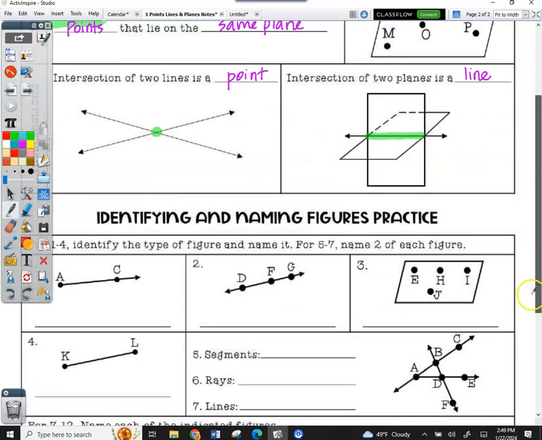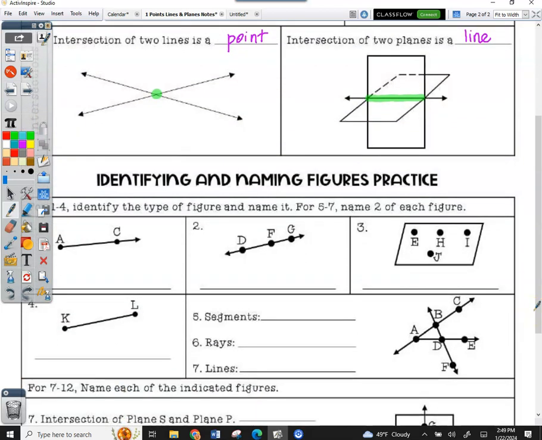Okay, now we're to the practice together as a group, and then we'll be to the practice assignment by yourself. Okay, numbers 1 through 4. It says identify the type of figure and then name it. Look at the front of your paper. Look back over. Look at number 1.